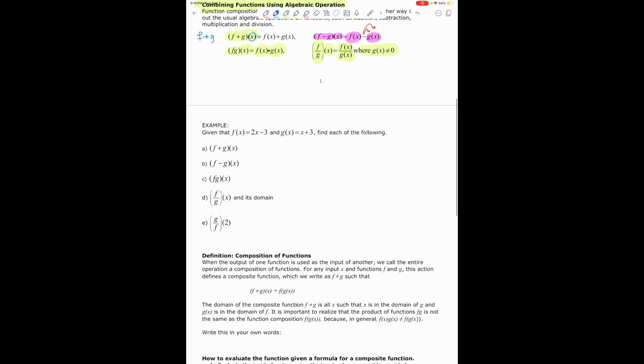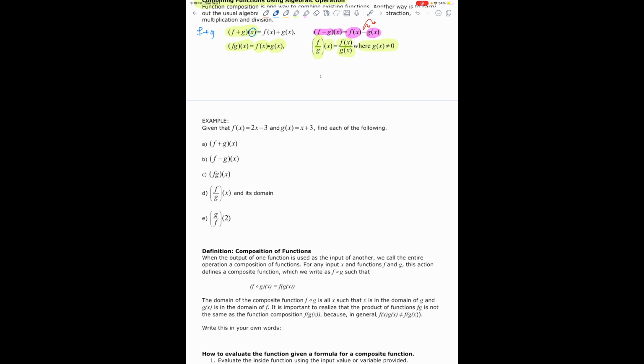So let's apply this to the example we have. Given that f of x equals 2x minus 3 and g of x is x plus 3, find each of the following. So we want to find f plus g of x, which is basically f of x plus g of x. So we take the first function, 2x minus 3, plus the second function, x plus 3, and then we combine like terms together. So the answer is going to be 2x plus x is 3x, and then negative 3 plus 3 is 0. So the final answer is just 3x.